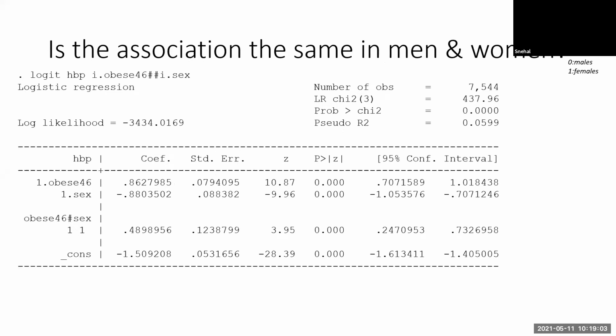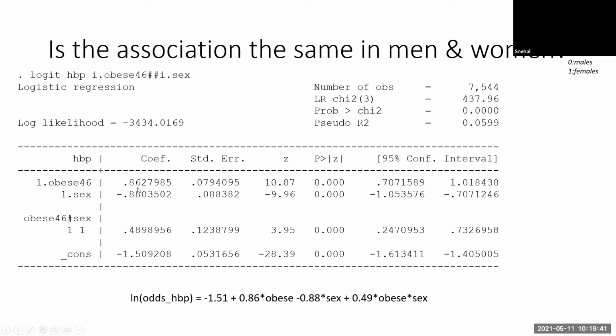So the way we do that in our model is we tell the computer again, we're doing a logistic regression with high blood pressure as our outcome. We're interested in obesity as an exposure of interest. We want sex in our model, males or females. And this thing here basically says we want to include this extra term, which is obesity multiplied by sex. Okay, so we have four coefficients in our equation now. So we have the log odds of high blood pressure being the constant, minus 1.51.